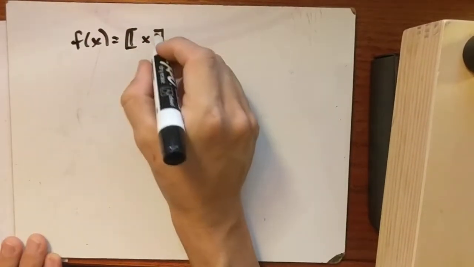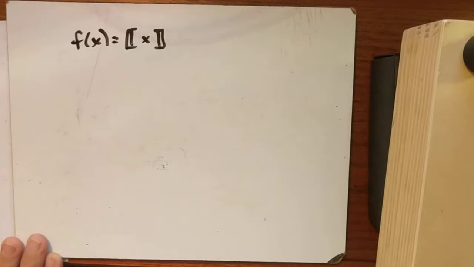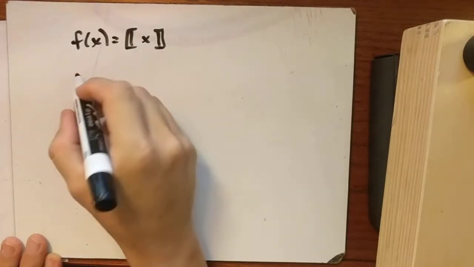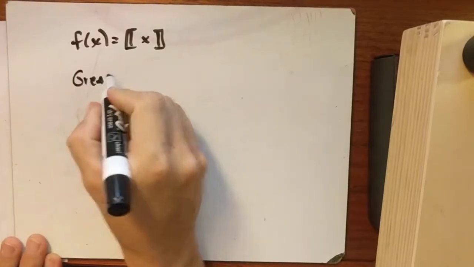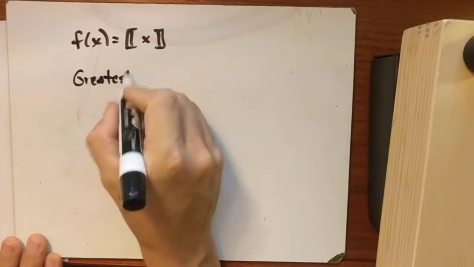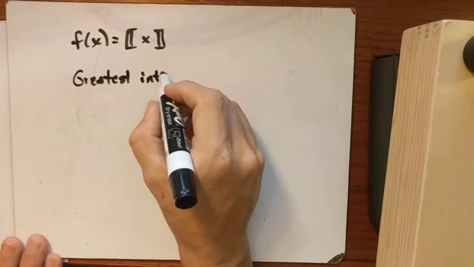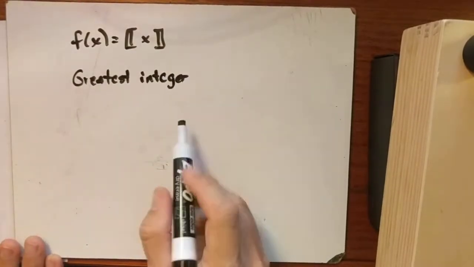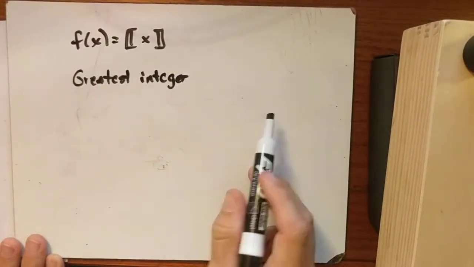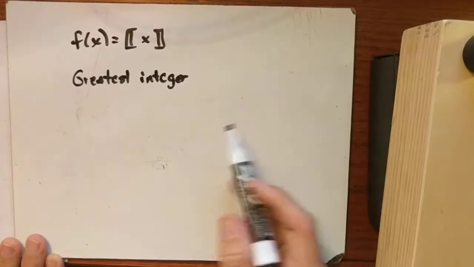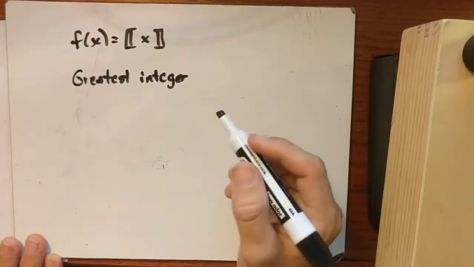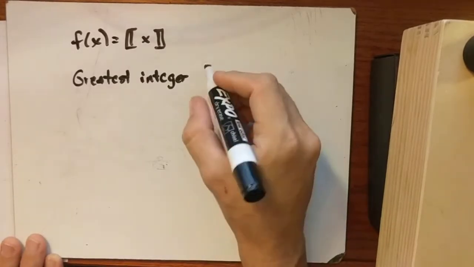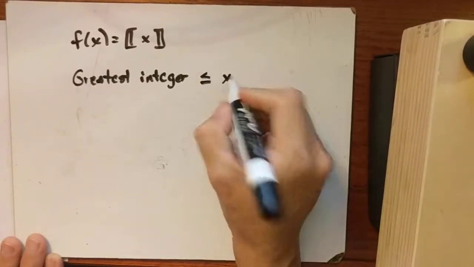It has these crazy brackets that go around it, and this is defined to be the greatest integer. So you have to stop and think, what is an integer, right? The positive and negative numbers that are whole numbers, and then 0, right? No fractions, decimals, or anything like that. Greatest integer that's less than or equal to x.